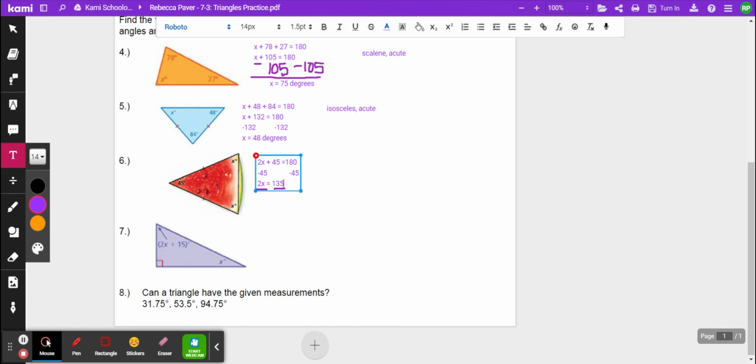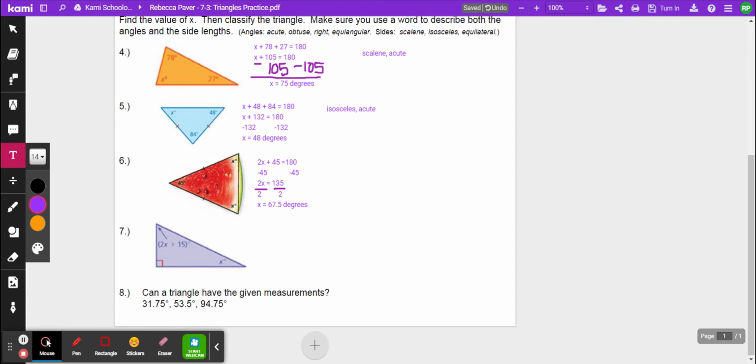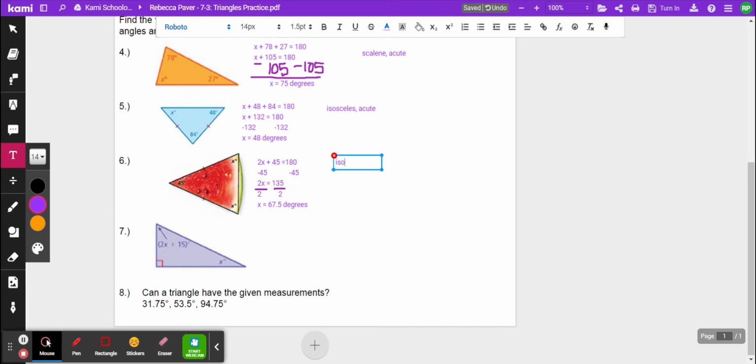Okay, now that we have 2x is equal to 135, we would divide both sides by 2 in order to get x alone. And that leaves us with x is equal to 67.5 degrees. As far as the classification of this triangle, there are two side lengths that have tick marks, so I know that that's an isosceles triangle again. And we have angle measures of 45, 67.5, and 67.5. So this is another acute triangle.